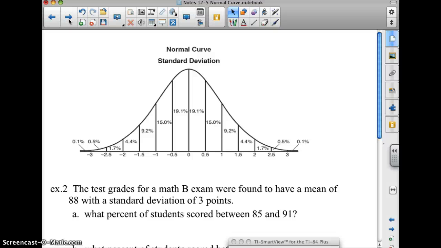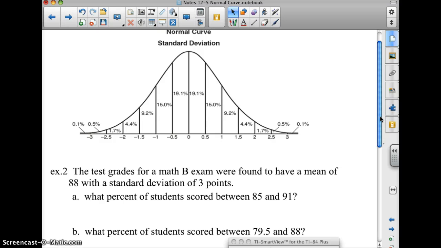All right, so we're going to go right to example number 2. The test grades for a Math B exam were found to have a mean of 88 with a standard deviation of 3 points. What percent of students scored between 85 and 91?